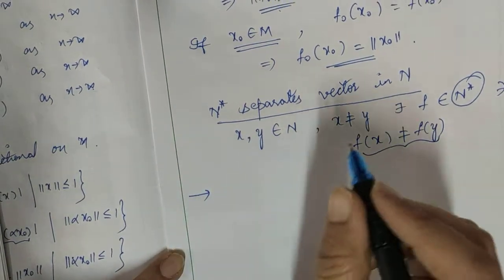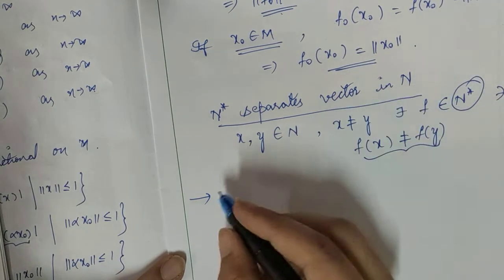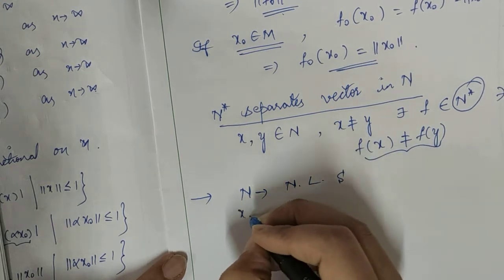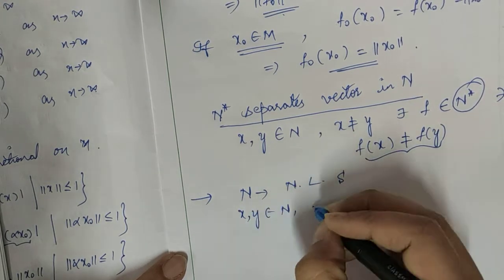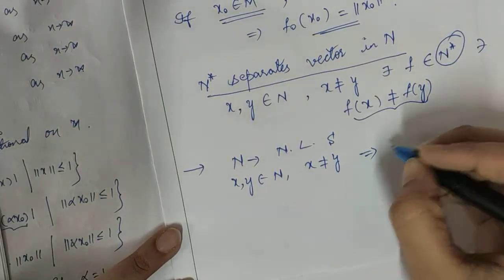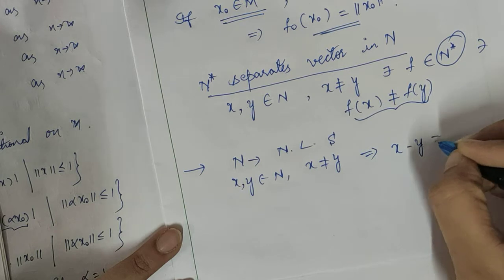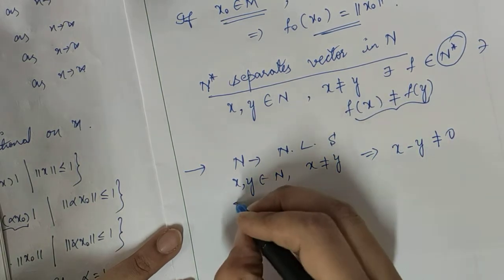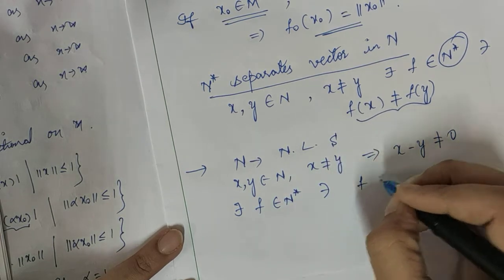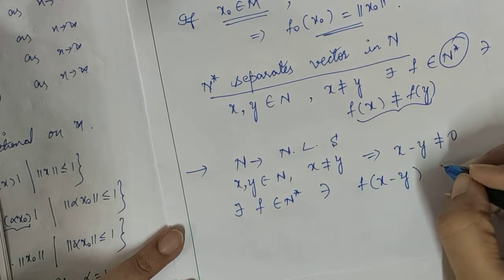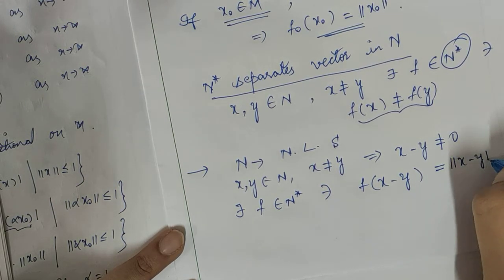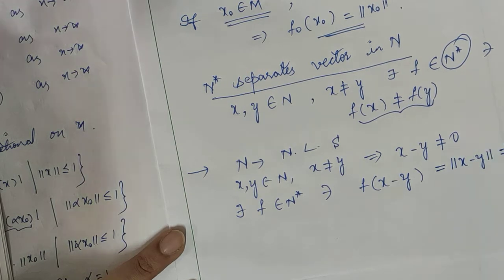So we can prove this theorem as follows. Since we know that N is a normed linear space, we are choosing two vectors in N and those two vectors are distinct. So if x is not equal to y, we can write x minus y is not equal to 0. There exists a functional f belongs to N star such that I can consider f of x minus y is equal to norm x minus y, and this is not equal to 0.